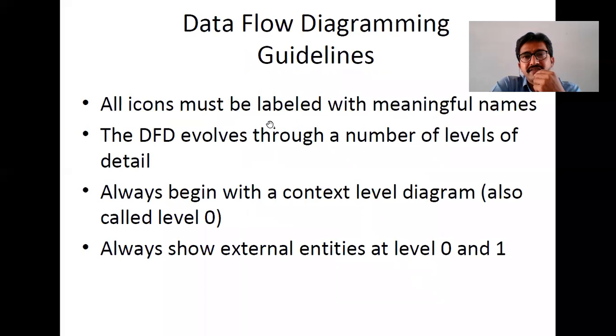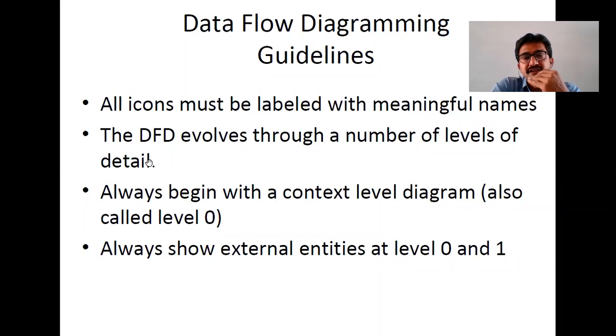Without that label, the DFD diagram is invalid. So the DFD evolves through a number of levels of detail. Level by level: if you're moving from level 0, it gives abstract level information. Level 1 gives some detailed information. Level 2, again more detailed information. Like this, they provide different levels of DFD diagrams.